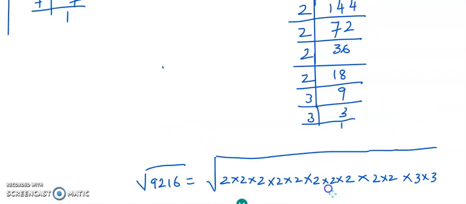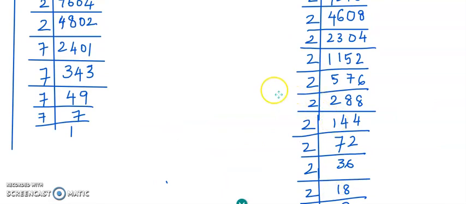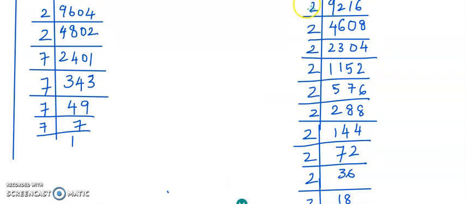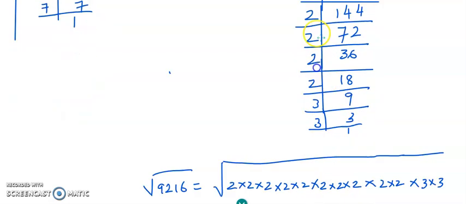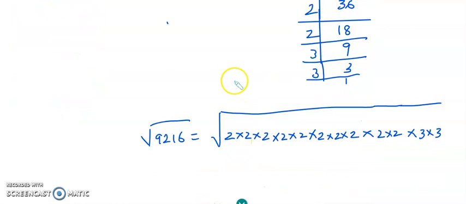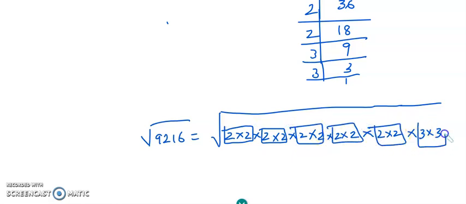Correct? Let's count again how many 2s I have. 1, 2, 3, 4, 5, 6, 7, 8, 9, 10. Correct? Okay, so let's make the pairs. So this is the first pair. This is the second pair. Third, 4, 5, and then the 6. Okay, so then how many 2s should I take out? This is 1, 2 from here. The second, the third, the fourth, the fifth, and 1, 3 out.